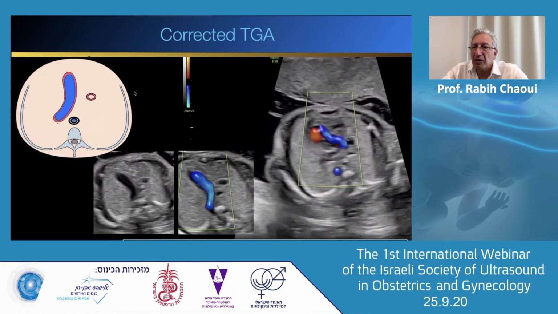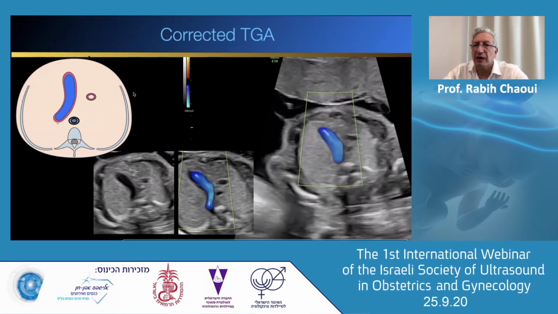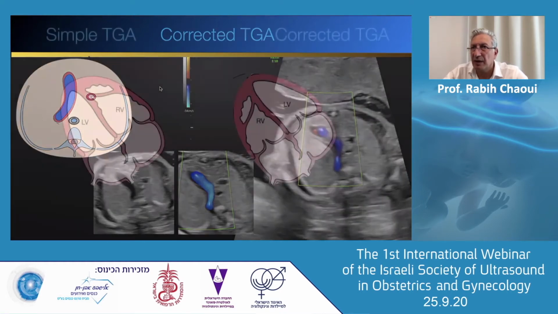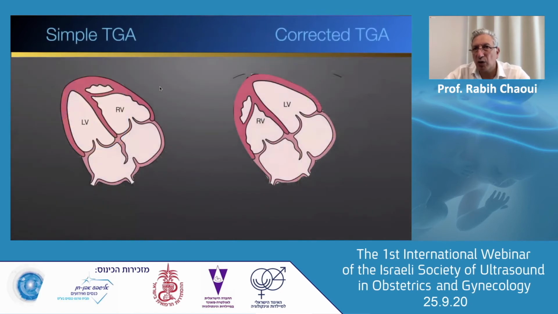And I want to show you an interesting observation, a kind of new sign. To my knowledge, no one has published this before. Now they appear similar, but they are not so similar. In other words, I want to show you how you are able to distinguish in the three-vessel view between the corrected and the simple transposition. In simple transposition, the four-chamber view is normal. You have AV concordance, and in corrected, you have AV discordance.